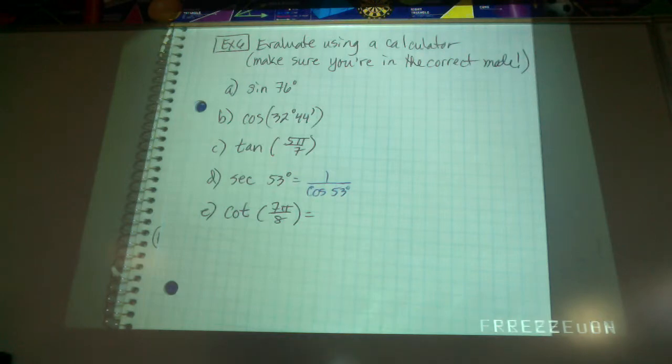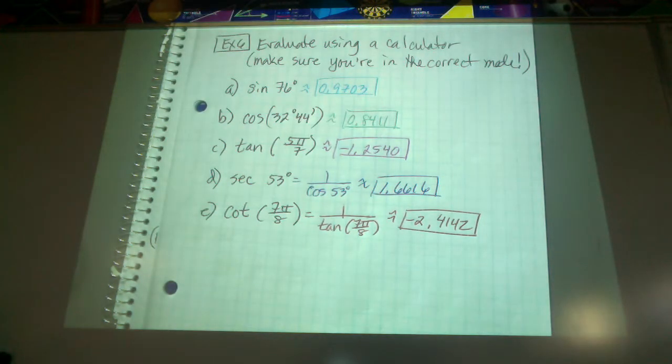So here are your solutions since you're so quiet. How did you do? What would you like me to show you? You like E? Before I do E, only because I have B in my calculator right now, does anybody need to see B?